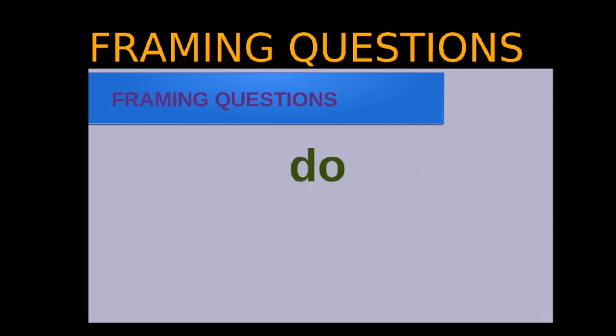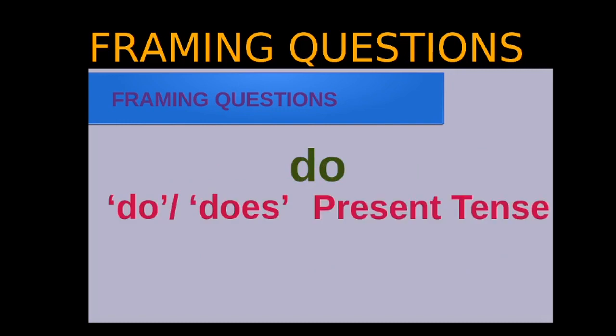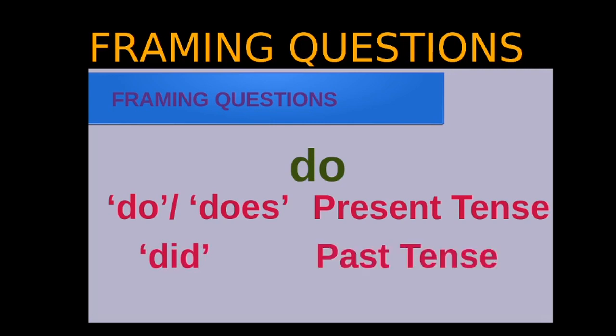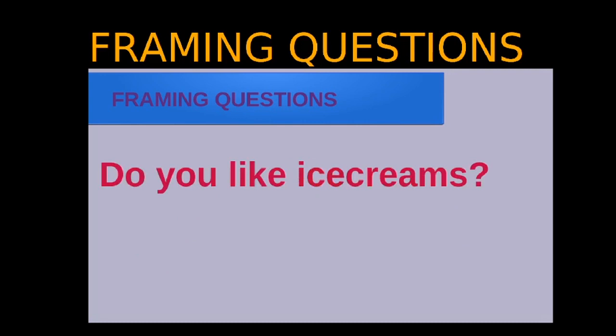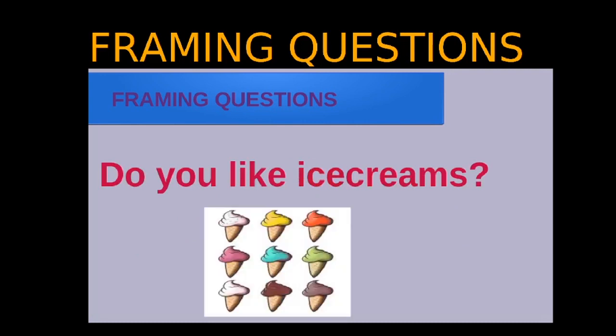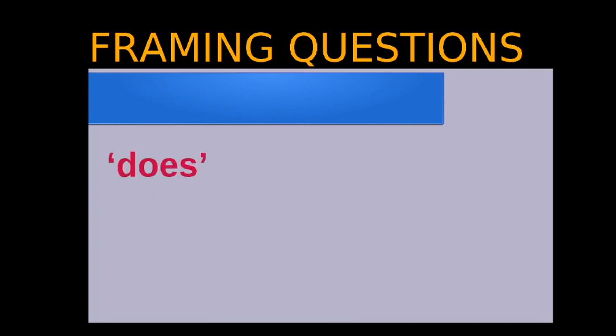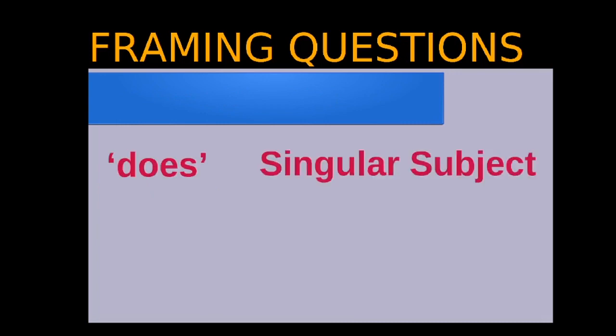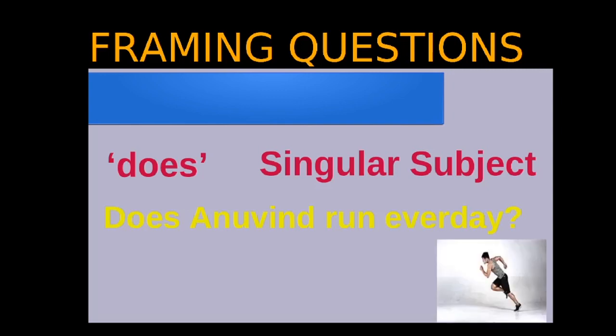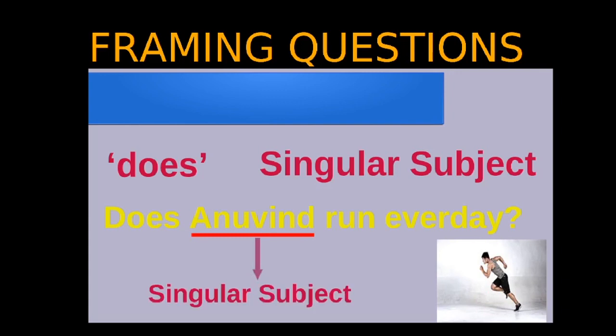Do has do or does, which is present tense, and did, which is past tense. Do you like ice creams? That's a question. And does is used with a singular subject. Does Anuvind run every day? So you find Anuvind running, and Anuvind is a singular subject. What is singular? Singular means one person or thing.